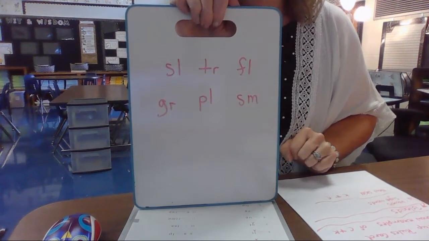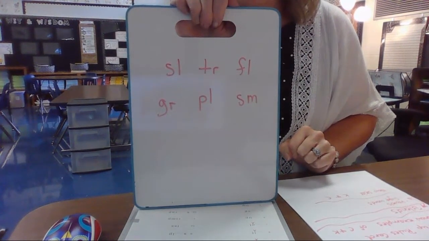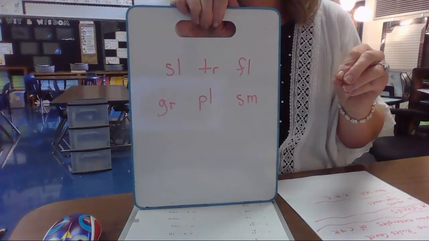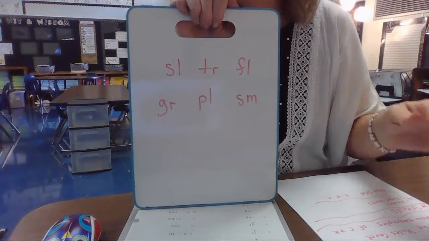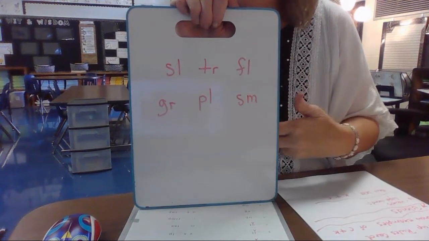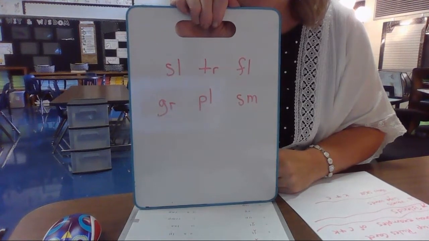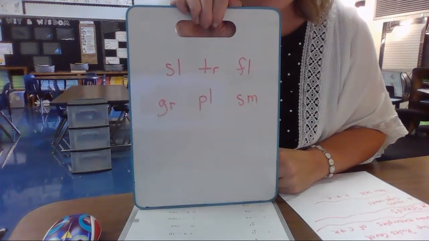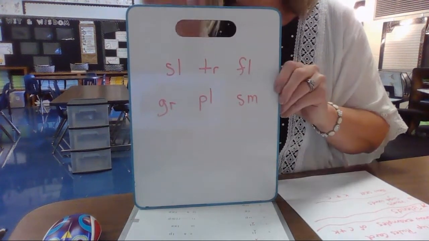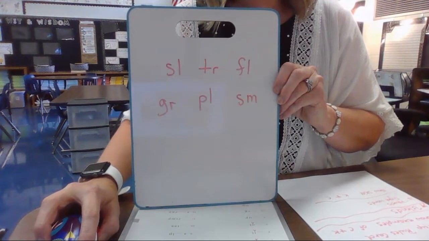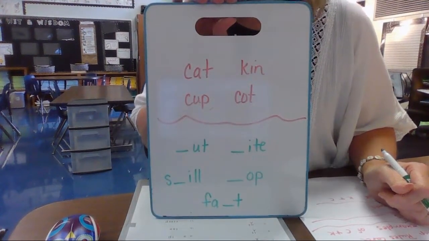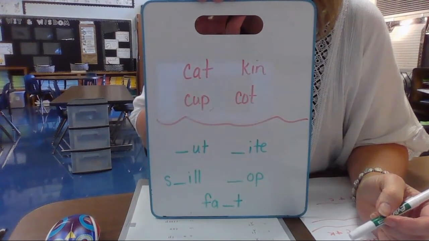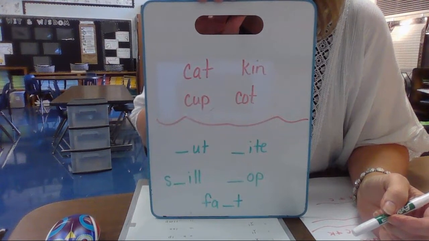Okay, so the next thing we're going to do is I'm going to write some words on this board, and I want you to look at why there's a C and why there's a K. So we need to think about those rules before we work on our worksheet. Then I'm going to write some words on here that are missing the C and K and see if you can figure it out. Okay? All right, so let me get my board ready. Okay, here we go. All right, I have cat, kin, cup, cot.